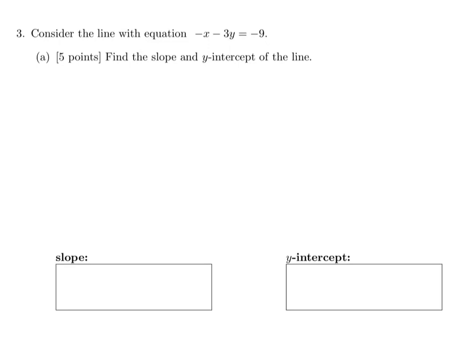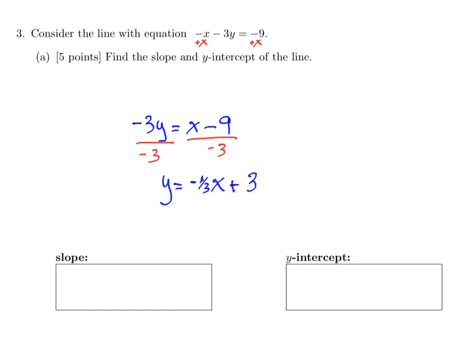To get the slope and y-intercept of this line, the easiest thing to do is to put the equation into slope-intercept form, y equals mx plus b. So we just have to take the equation and isolate y. Let's add x to both sides first, and we're left with negative 3y equals x minus 9. Now let's divide both sides by negative 3, and we're left with y equals negative 1/3 x plus 3.